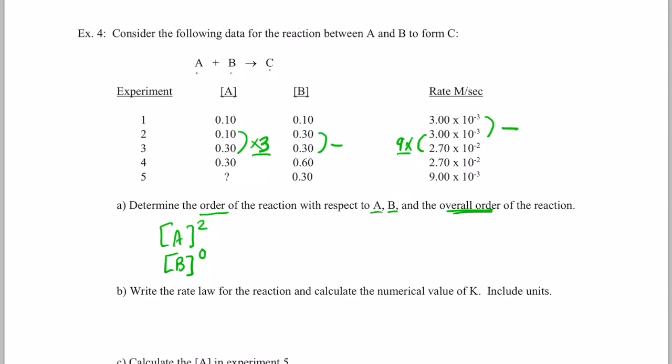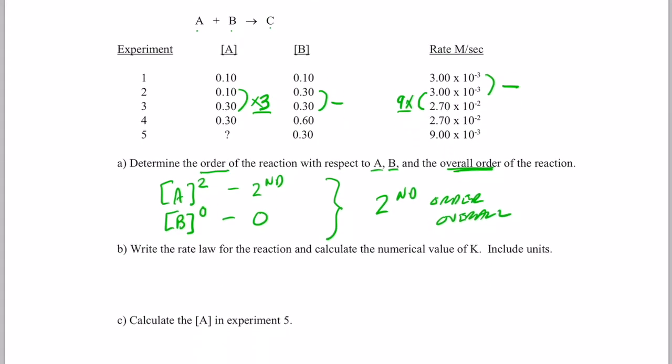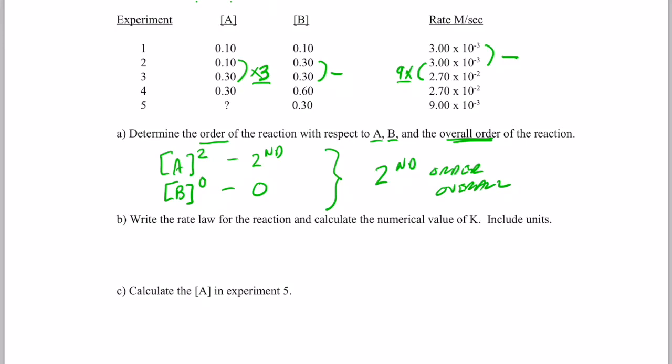Now, the overall order is the sum of the two. So A is second order, B is zero order. The sum of the two is second order overall. Looks like the rate simply depends upon the concentration of A. All right, let's write the rate law for this reaction, and we'll find the value of K.